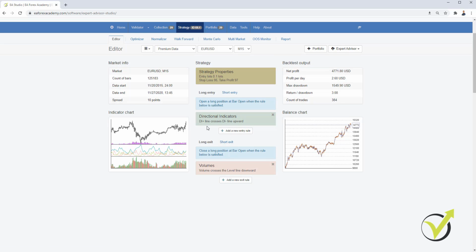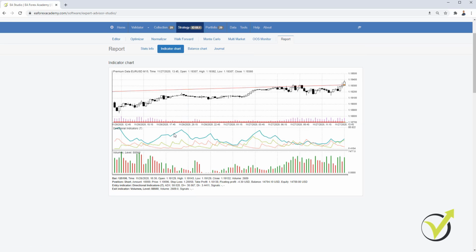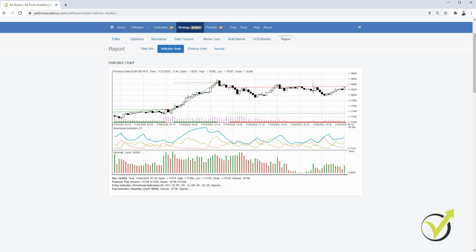Yep, here it is. The directional indicators. The positive DI line crosses the negative DI line upwards. Let me click on the chart. So this is how the directional indicators look like. And we have the buy signal when the positive DI crosses upward, or this is the moment right here, when the green line crosses the red line upward. When it crosses upwards, we buy.